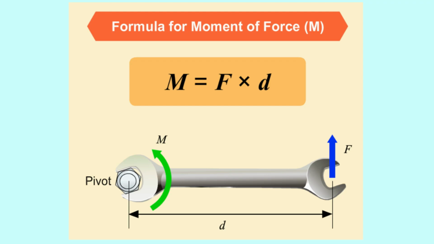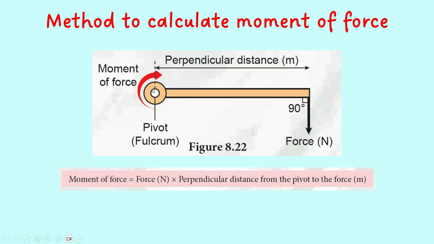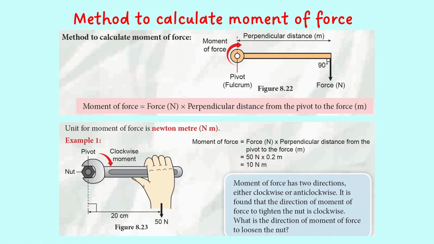Unit for moment of force is Newton meter. So you can see here, the moment of force is the turning effect that is produced when a force is acting on an object at a fixed point, which is the pivot or the fulcrum. So this is the perpendicular distance measured in meter, and force is measured in Newton. The moment of force has two directions. They are clockwise or anti-clockwise.